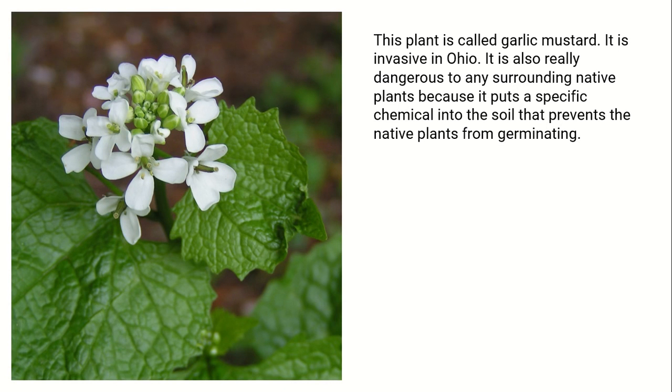And this other plant you see on screen right now is called garlic mustard. It's invasive in Ohio, and it's really dangerous to all the surrounding native plants, because it puts a specific chemical in the soil that prevents them from germinating. And you know, that's kind of bad. It's kind of the same case as Rosa multiflora. It kills all the native plants, and then the herbivores die, and then it just goes downhill from there.